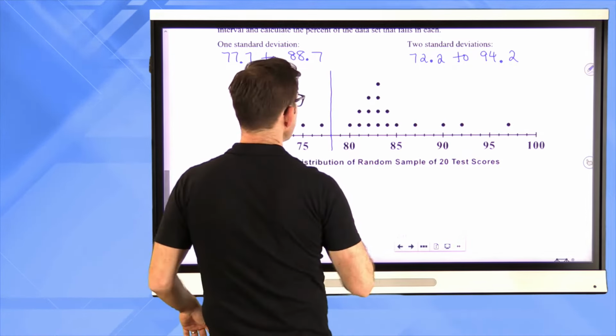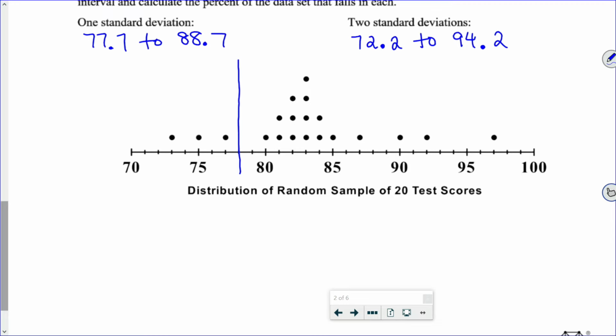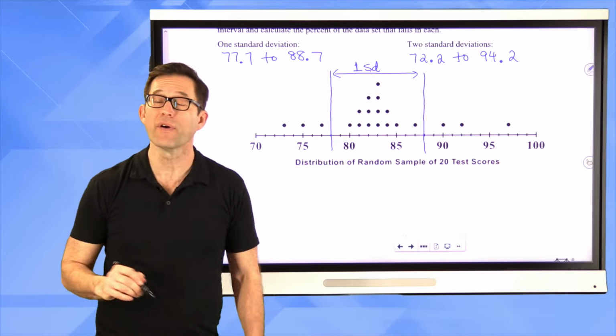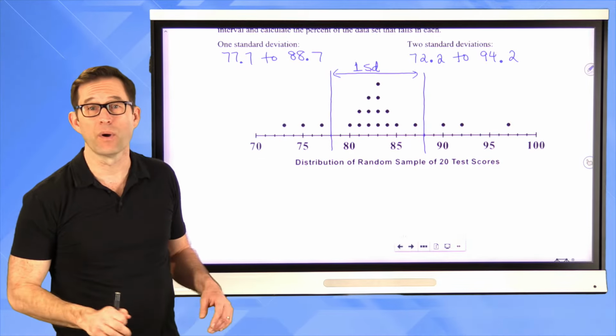There's my 78 and 88.7, right? I kind of want to go up to 88, but not all the way to 89. So this is one standard deviation. Standard deviation is oftentimes abbreviated by SD, no great surprise there. Okay, that's simple enough. And how many values fall within one standard deviation?